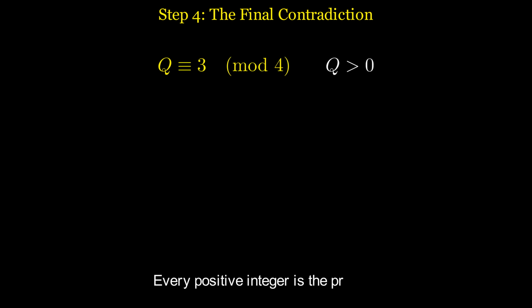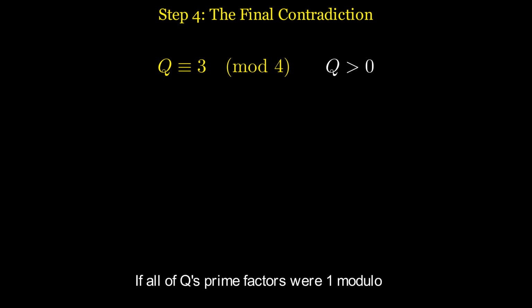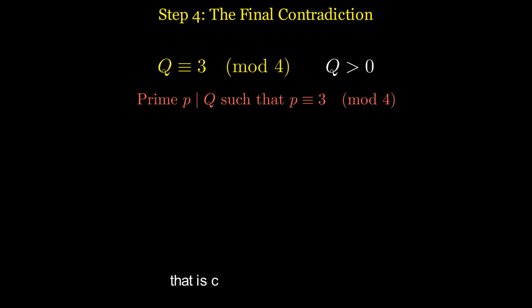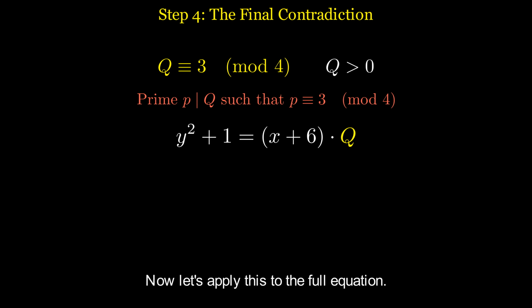Every positive integer is the product of its prime factors. If all of q's prime factors were 1 modulo 4, their product would also be 1 modulo 4. But q is 3 modulo 4. This mathematically guarantees that q must be divisible by at least one prime number p that is congruent to 3 modulo 4. Now let's apply this to the full equation.